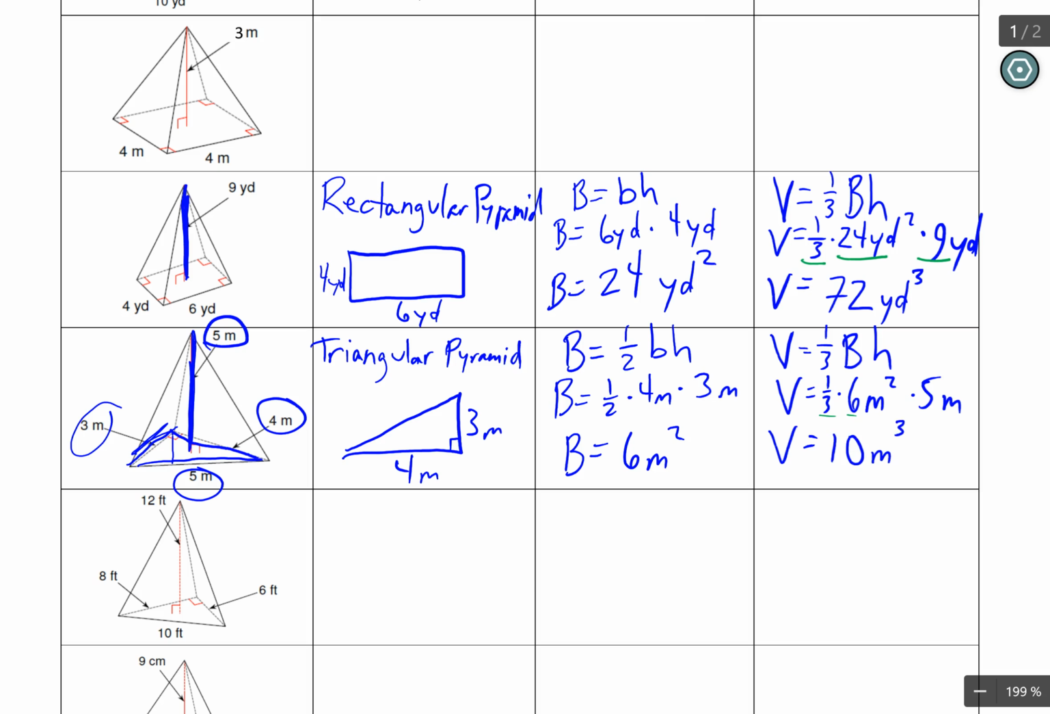Just go ahead and follow this same pattern for all of the shapes. Make sure that you include the name of the shape, draw the base, label the base, find the area of the base, then the volume of the entire thing, making sure that you are using the height of the 3D object when finding volume. And that should be all you need to do.